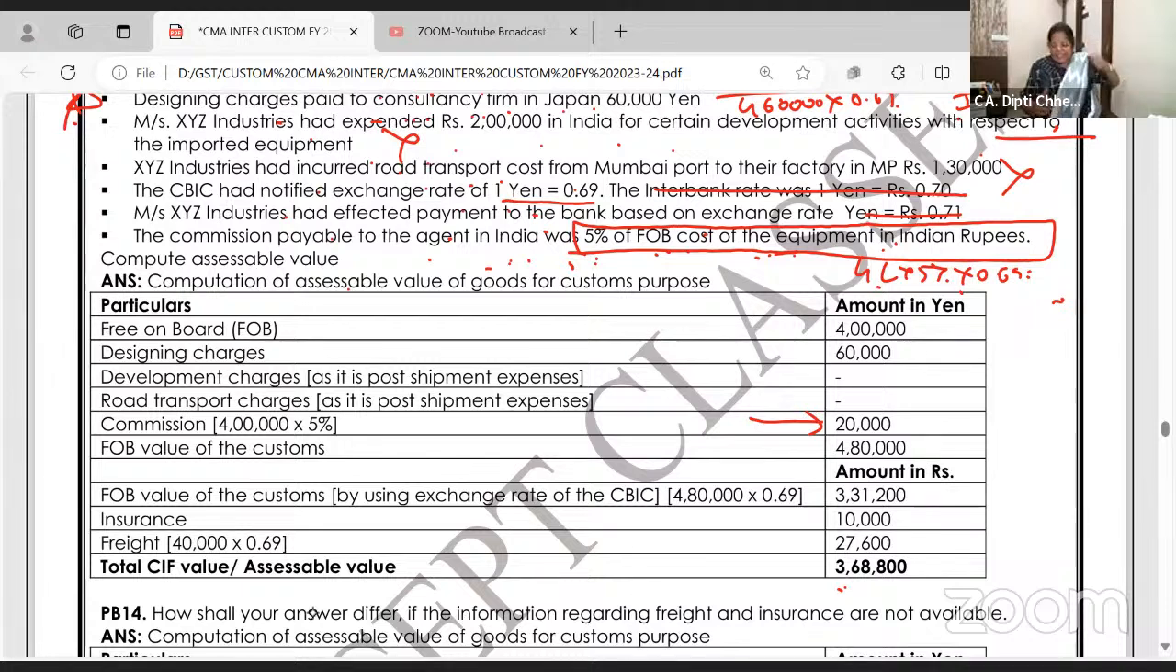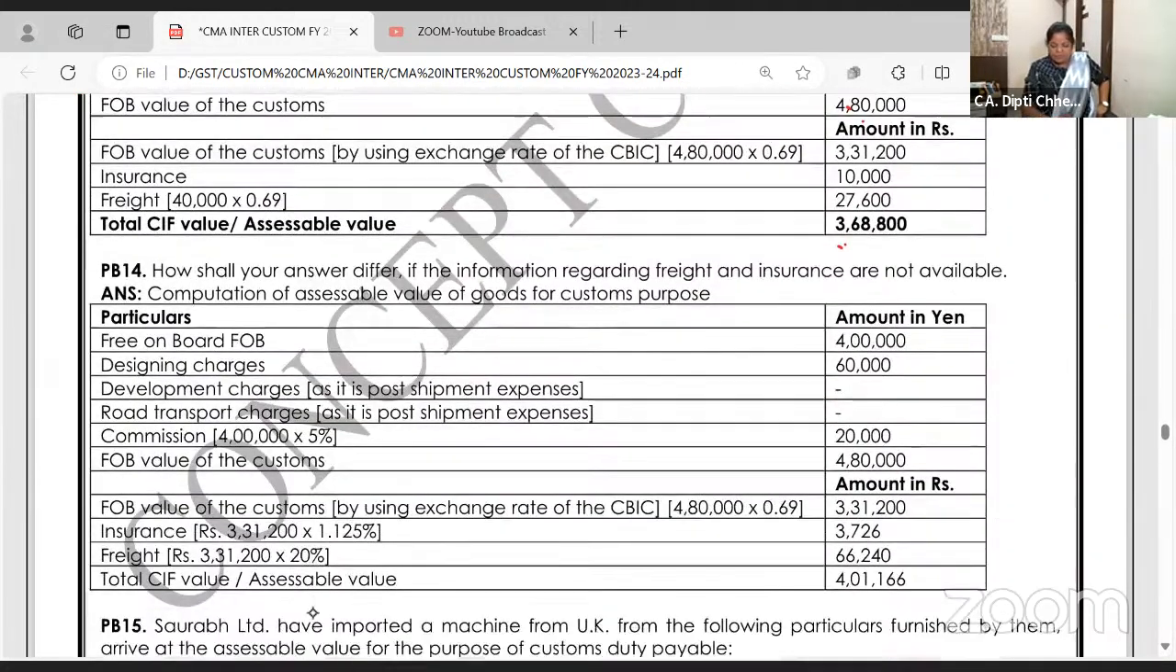They have taken it in yens, and then total free on board. Designing charges, development or road transport और ये सब नहीं लेंगे आप, क्योंकि this is after coming to India. Commission you will take, and this you will take. Okay. Easy.